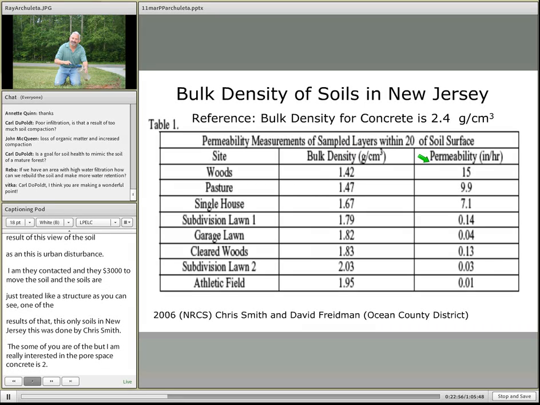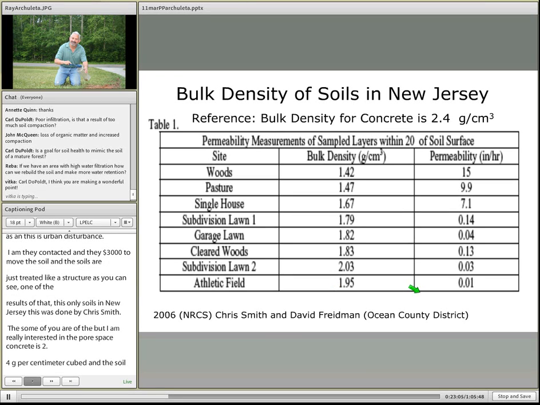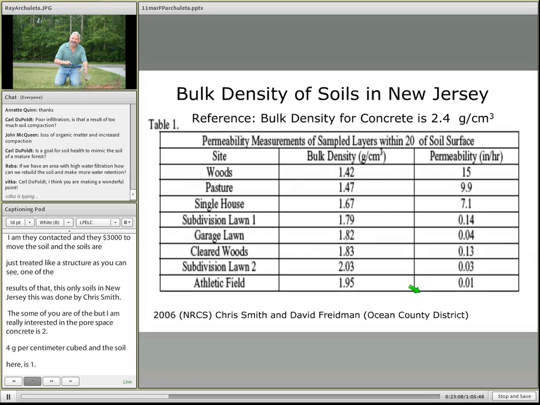You notice here the permeability is 15 inches per hour. But I want you to notice here, as we go to the subdivision, 2.03. And I want you to notice here the permeability of 0.3.